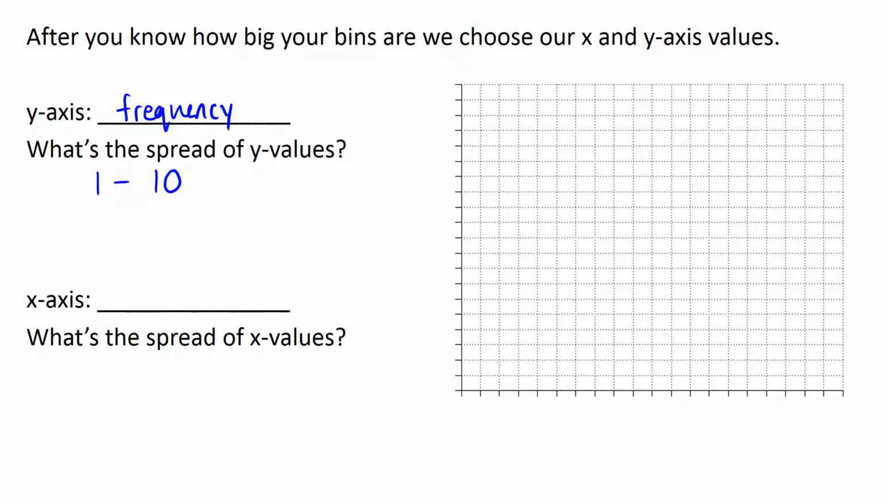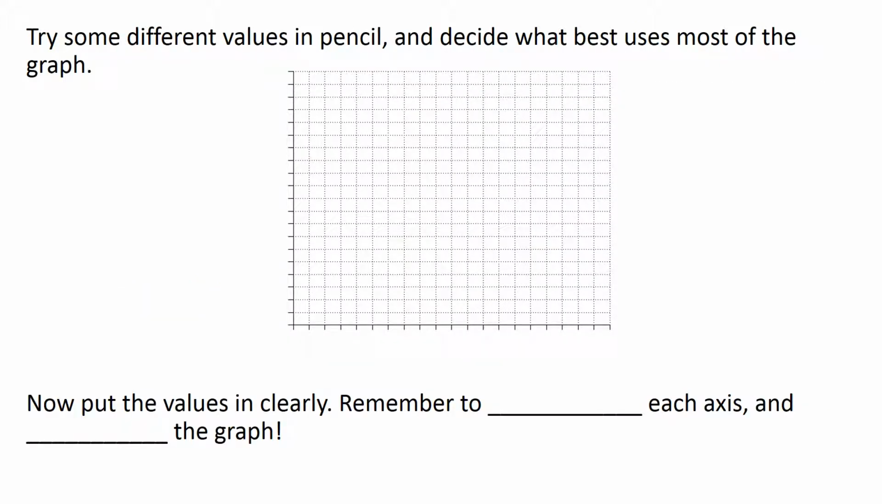The x-axis is going to be the time in minutes spent on homework. So what's the spread of these values? Well, the smallest bin is 20 minutes, and the largest bin goes up to 69 minutes. And so we need to make sure that our x-axis is able to cover that. Again, we'll probably start at 0 minutes and try to end somewhere around 70 on the x-axis. There's no exact science to creating a graph by hand, so really we've got to use just a little trial and error.